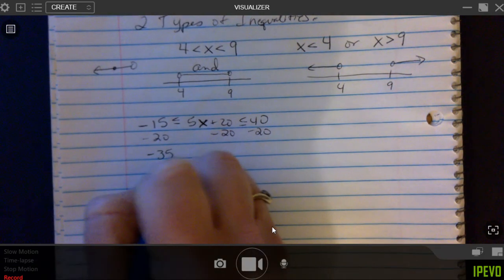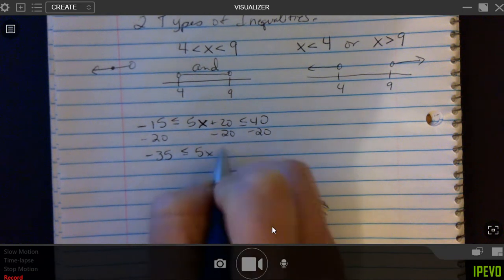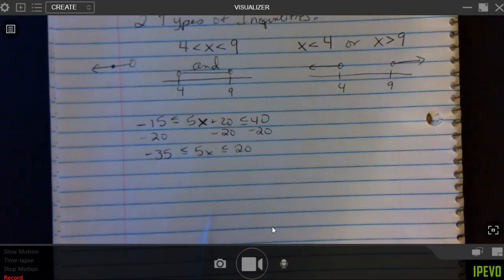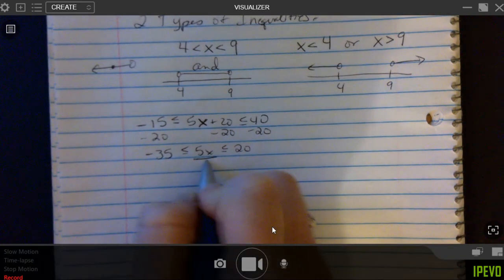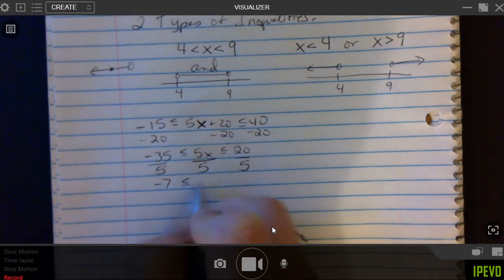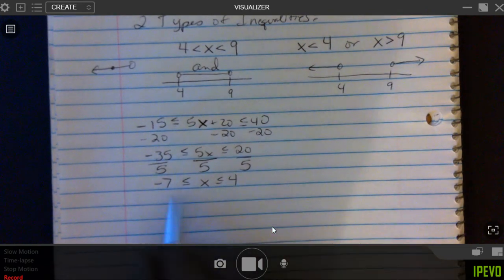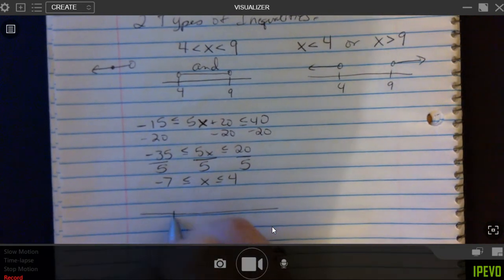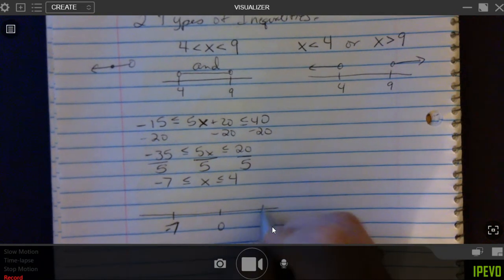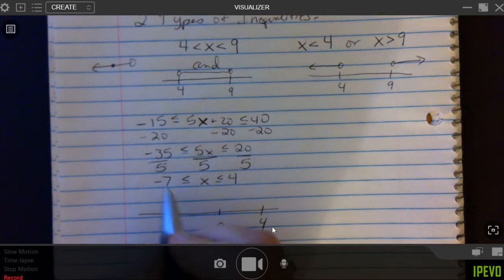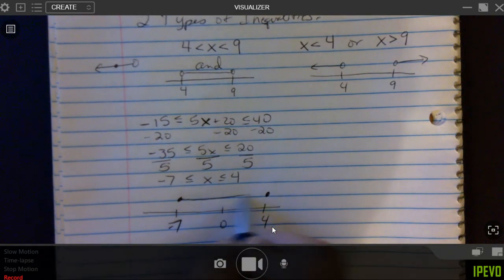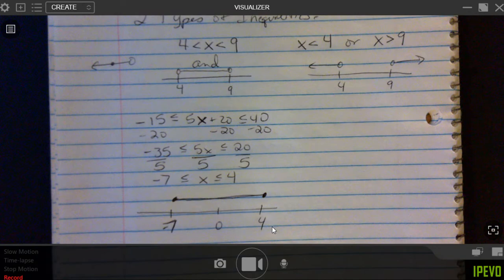So now we have negative 35, 5x, and 20. Now we want to get x by itself. It's not by itself yet. It's hanging out with the 5. So we need to divide by 5. And now we end up with negative 7, x, and 4. So x is between, we go to our number line, negative 7, 0, 4. It can equal negative 7, so solid circle at negative 7, solid at 4, and it's in between the two, between negative 7 and 4.